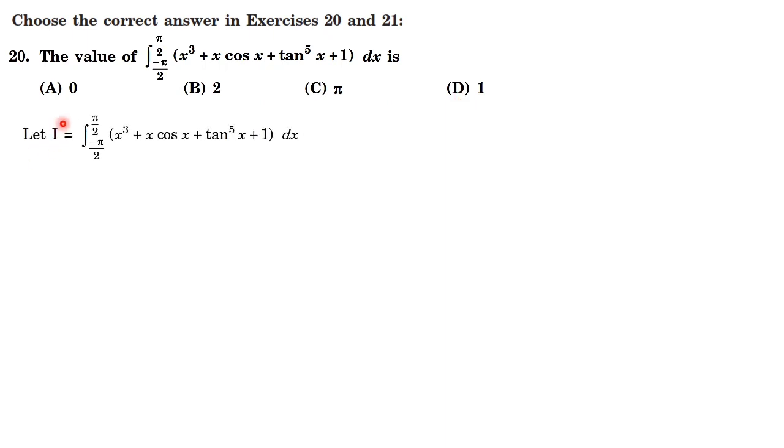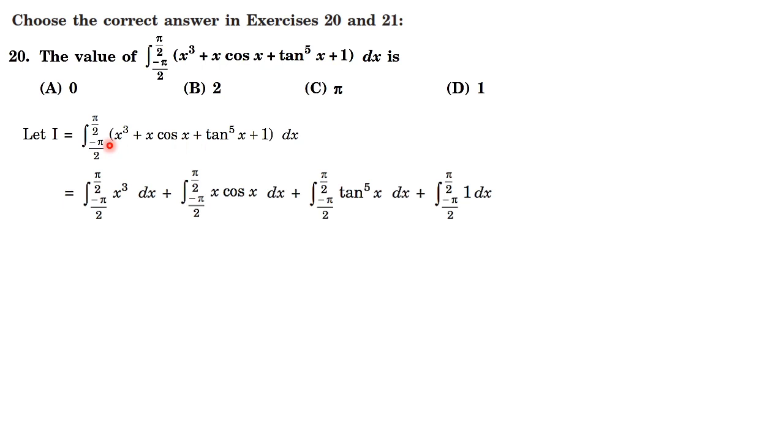Let's take this one as I is equal to integral minus pi by 2 to pi by 2 of x cube plus x cos x plus tan power 5x plus 1 dx. So let's integrate separately. Integral minus pi by 2 to pi by 2 x cube dx plus integral minus pi by 2 to pi by 2 x cos x dx plus integral minus pi by 2 to pi by 2 tan power 5x dx plus integral minus pi by 2 to pi by 2 1 dx.